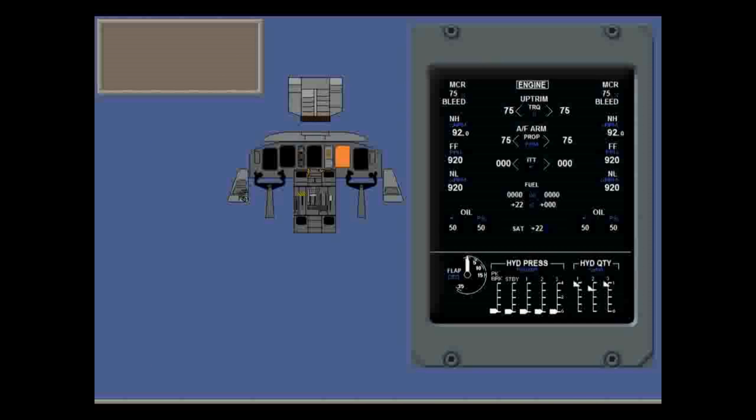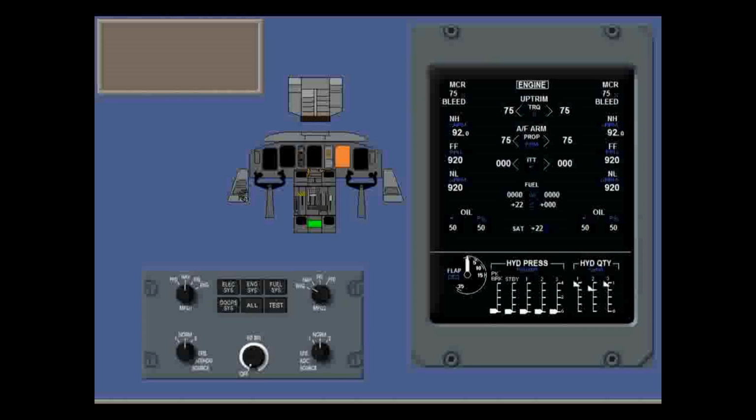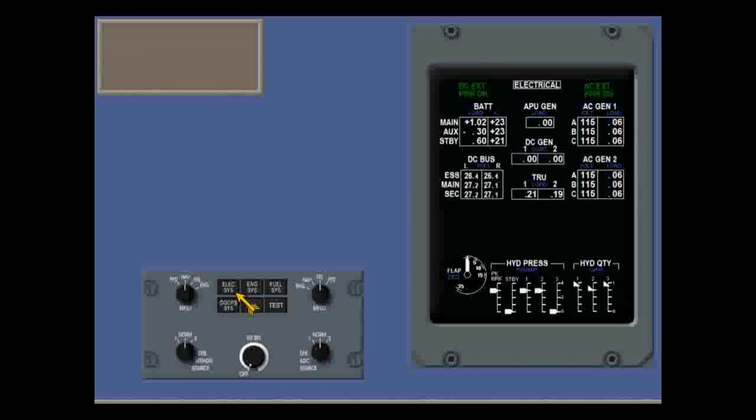The status of the electrical generation and distribution system can be displayed on the electrical page of the multifunction display. To select the electrical page, use the Engine and System Integrated Display Control Panel, ESID, and we'll use MFD2. So touch the MFD2 knob to move it to the SYS position. The electrical page is the default page, automatically shown after you select SYS.